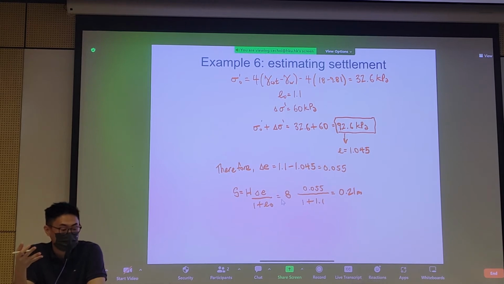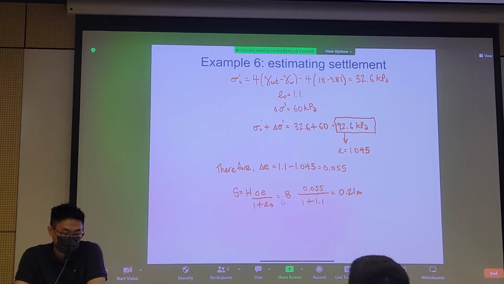reach the settlement. So do work through examples 3, 4, 5 again, and I'll give you an assignment soon, and I'll give you plenty of opportunity to practice using these equations to estimate the settlement value. Yeah, so that's essentially how we use our 3 expressions and odometer test data to predict settlement.